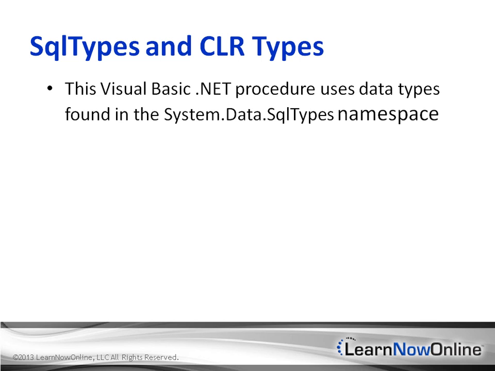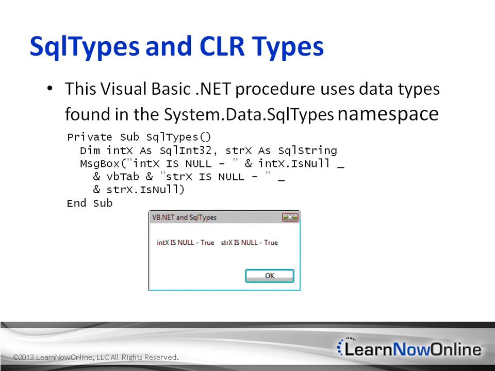In this VB.NET procedure, we use the data types found in the System.Data.SqlTypes namespace. Here you can see again we have a couple of local variables declared. This time the integer variable is declared as a SqlInt32 and the string as a SqlString. This time when we ask VB to indicate whether or not the variables have been initialized, you will see that we are getting true when we check the IsNull property of both those local variables. And that's a behavior that's more consistent with native SQL.